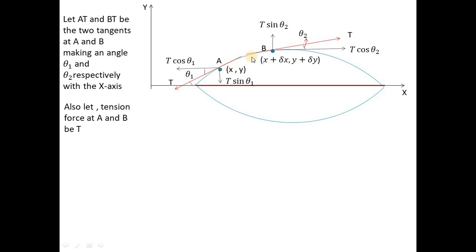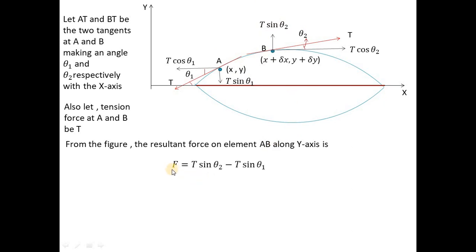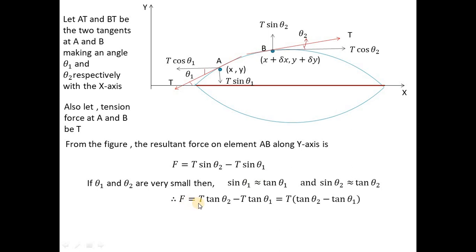So the resultant force on this element AB is given by only these vertical components, and it can be written as such. That is, the resultant force F acting on this element AB is T sin θ2 minus T sin θ1. Now if our vibration is very small, that is θ1 and θ2 are very small, then we can write sin θ1 is equivalent to tan θ1 and sin θ2 is equivalent to tan θ2. Substituting this in this, we get F is equal to T tan θ2 minus T tan θ1, and if we take T common, we get this.